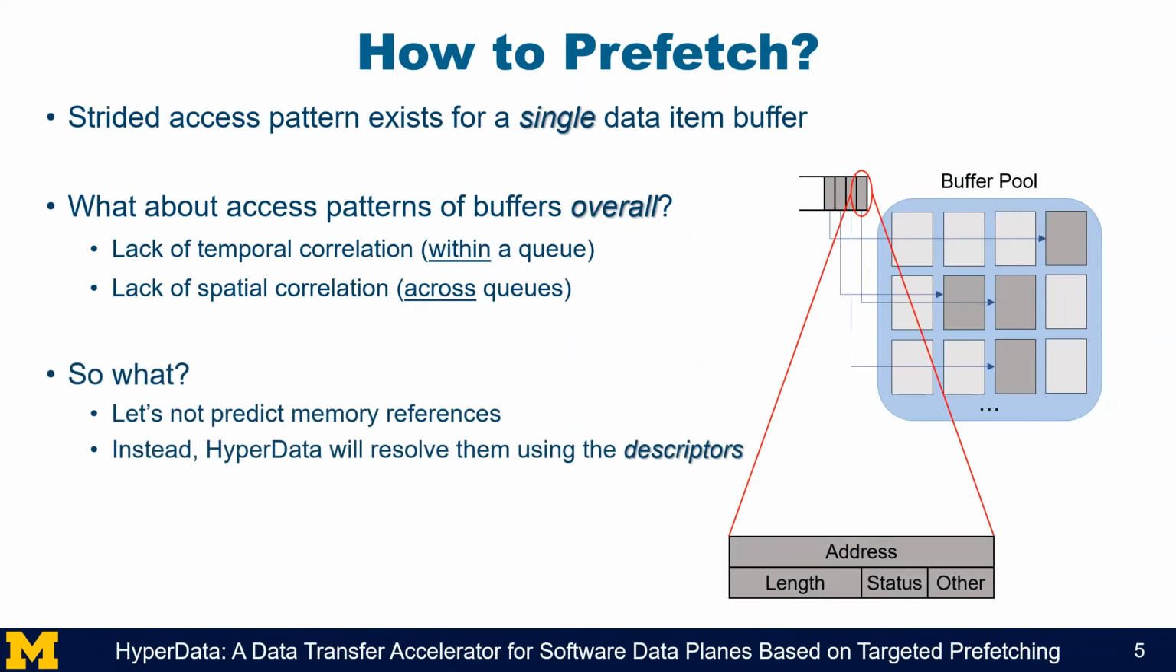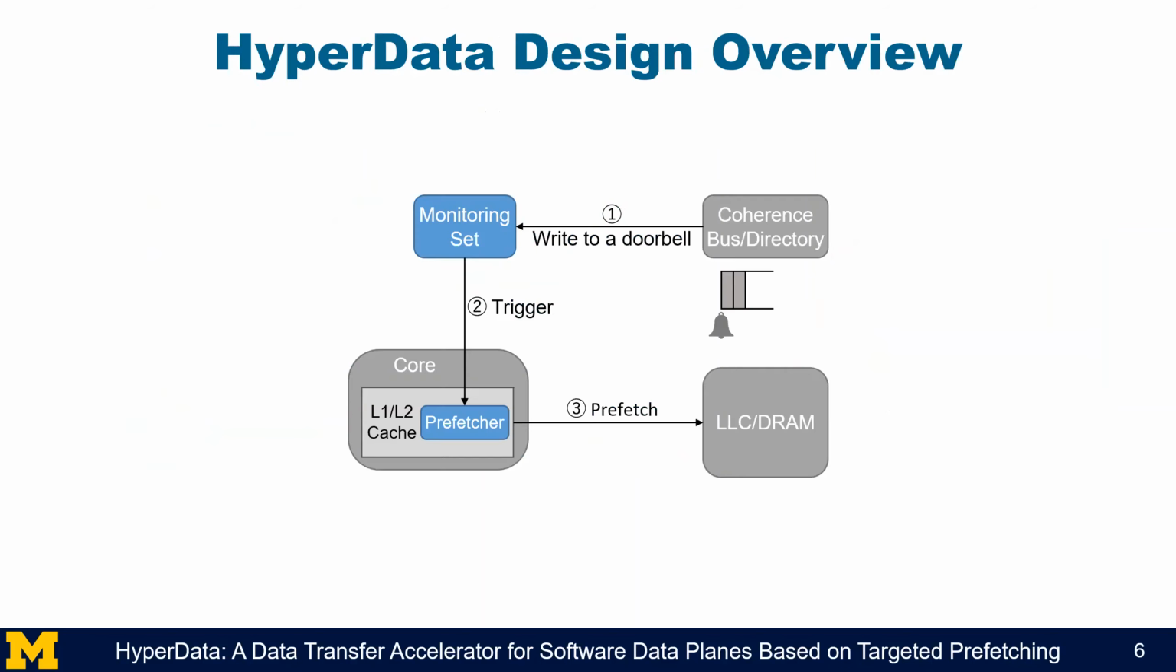Instead of predicting the memory references, we can rely on the information already available in the data item descriptors in the queues. The descriptors, as shown here, at least contain the pointer to the associated buffer and its length, which can be used to resolve the future references for the purpose of prefetching. Let's take a look at the design of HyperData and how it works.